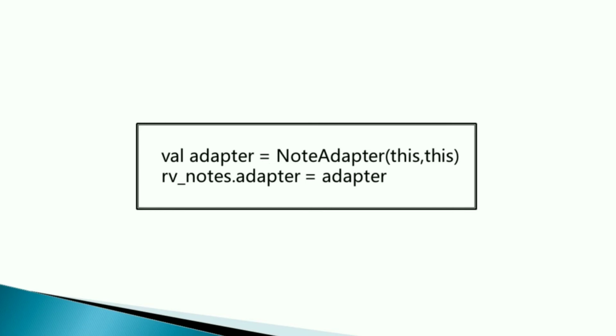Now we are assigning value to the rv_notes. Please note that rv_notes is the resource ID of the RecyclerView element of layout file activity_main.xml. rv_notes.adapter means we are referring to the adapter of the class RecyclerView. Adapter is responsible for providing views. We are assigning variable adapter initialized above to rv_notes.adapter. Thus, we have assigned adapter class for RecyclerView.